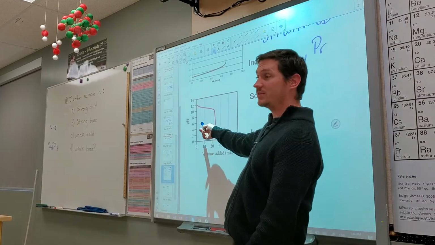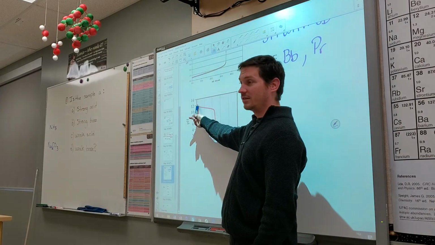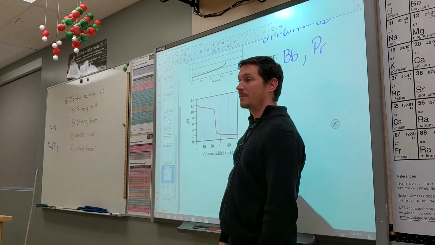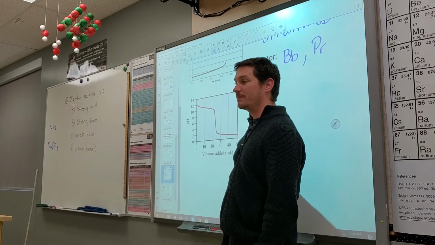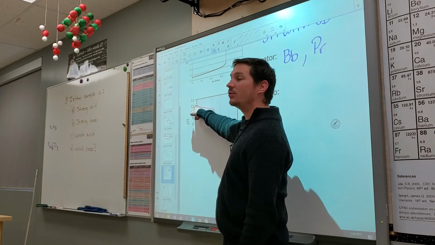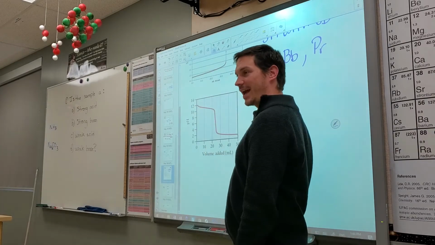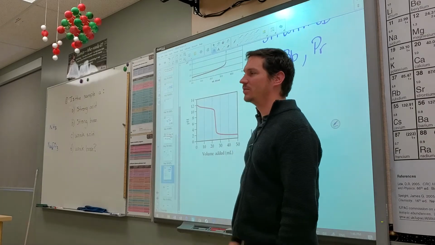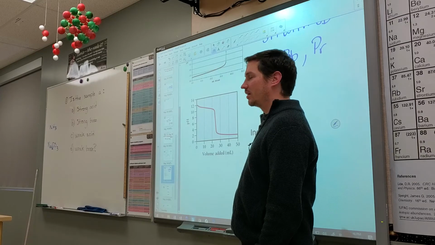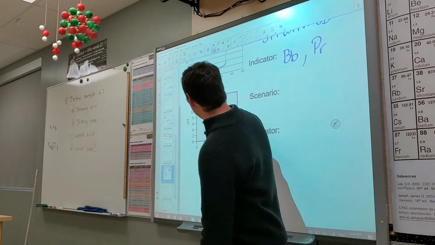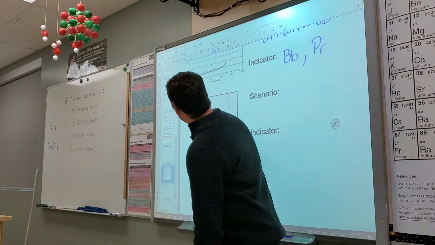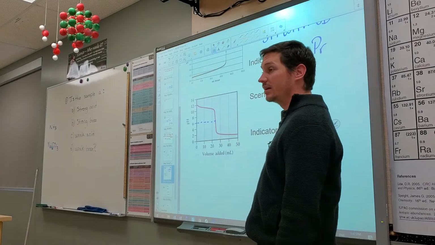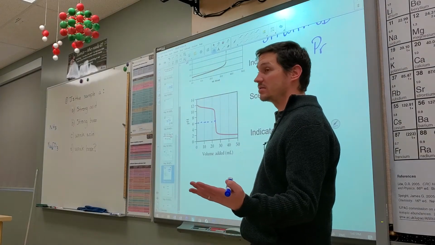So what do we have at the beginning? A base. What kind of base? What do you mean we don't know yet? At the beginning we don't know yet, but once you look at it, it's a weak base, right? Give me 2 reasons why it's a weak base. It's got an equivalence point that occurs at a pH of 6.